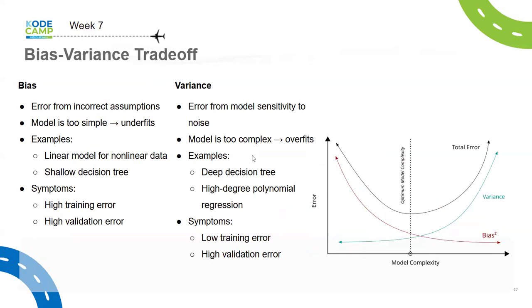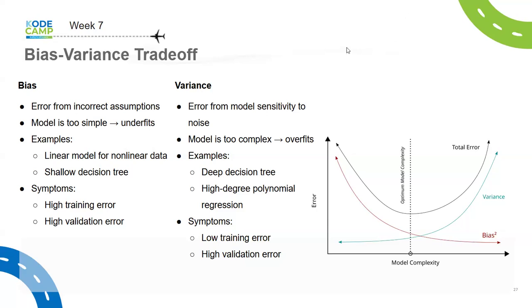Now let's talk a little bit about the bias and variance trade-off. So what is bias? When you're training a model, bias is a measure of the error that your model is making from incorrect assumptions. And typically it happens because the model did not train enough, right? Or the model does not have enough capacity to learn the complex relationships in the data. So if you have a model that's too simple, it underfits.